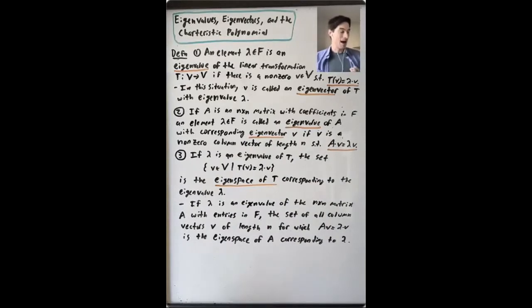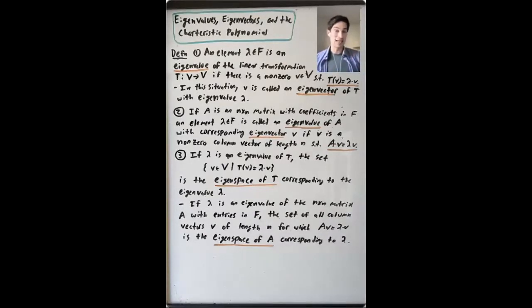Okay, what about eigenspaces for matrices? Well, if lambda is an eigenvalue of the n by n matrix A that has entries in F, then you can take the set of all column vectors of length n for which A times v equals lambda v, just like here. So the set of all eigenvectors of A with eigenvalue lambda, this is the eigenspace of A corresponding to this eigenvalue lambda.